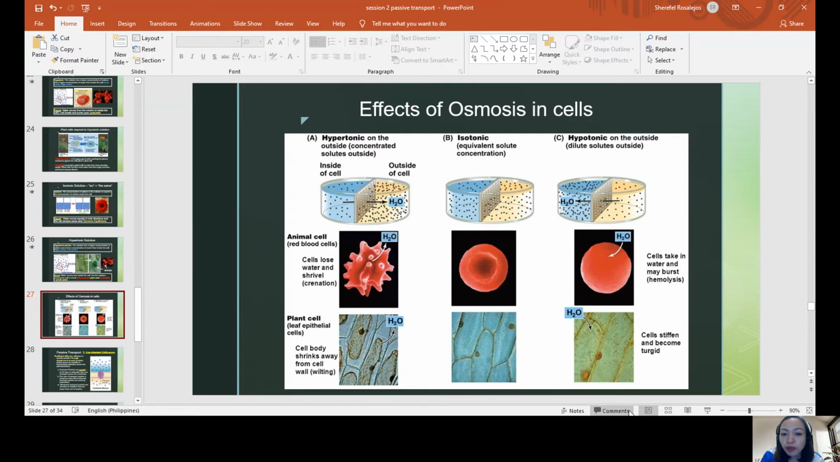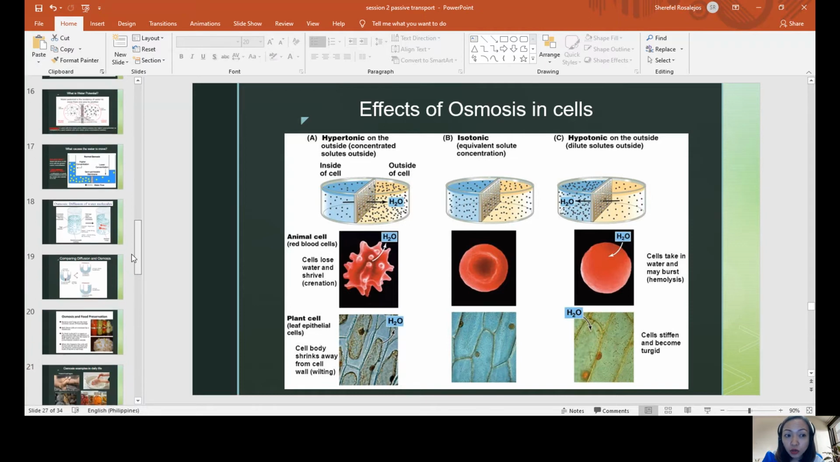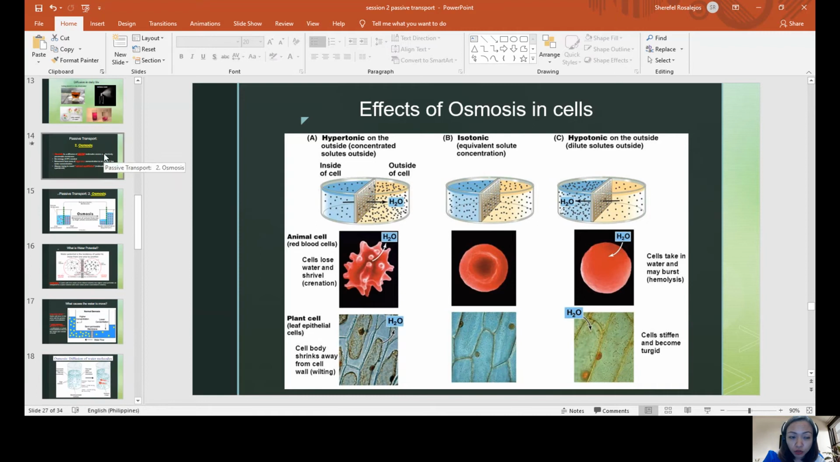It will burst, and that is not good. But for the plants, that is okay because it will give turgidity, turgor pressure, and that is okay because they can stay upright. And that is what osmosis is all about.